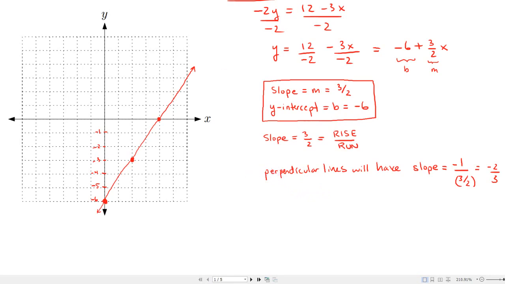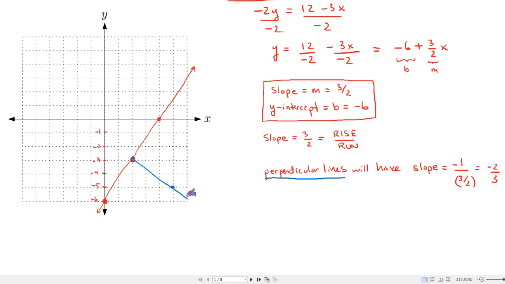If you want me to sort of draw you one, what would that kind of look like? So perpendicular lines, there are infinitely many, but it will have this slope here. So let's say you're on this point. The rise would be -2, so we would go down 2, and the run would be +3. So it would go through this point and this point here.